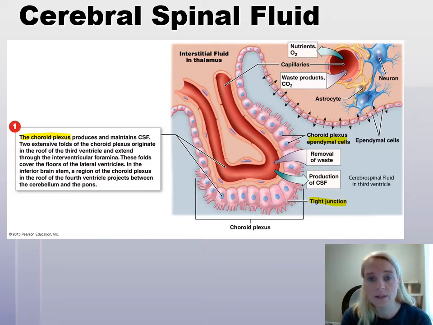So this is where CSF comes from. It is a filtering of the blood that's traveling through the choroid plexus capillaries that then become the CSF. So it's like filtered blood plasma, you could say. And so that filtering happens at these choroid plexus locations, and that is your cerebrospinal fluid, in this particular case in the 3rd ventricle. And all of your ventricles are lined by those ependymal cells.